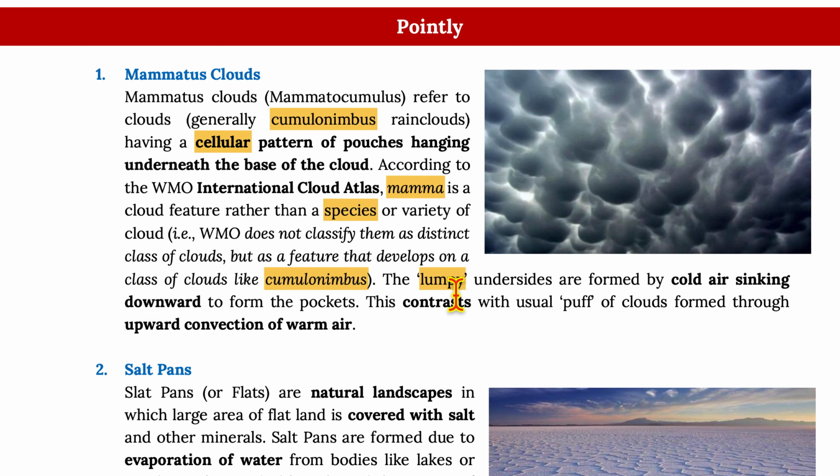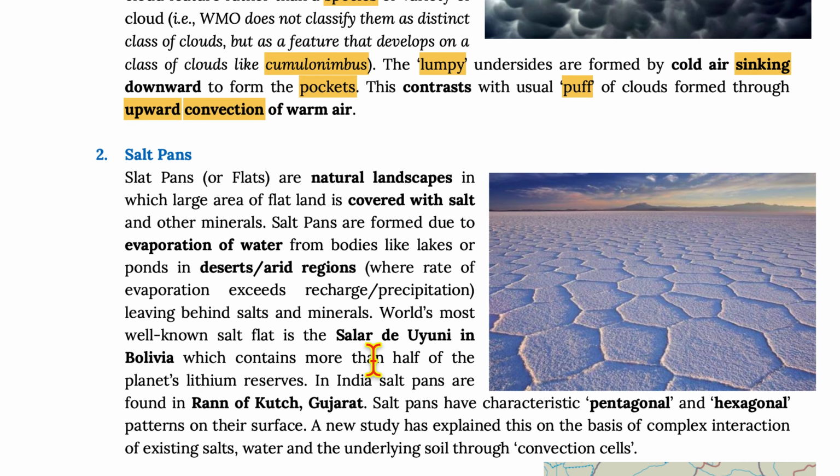cumulonimbus. The lumpy undersides are formed by cold air sinking downwards from the pockets. This contrasts with the usual puff of the cloud formed through the upward convection of warm air.